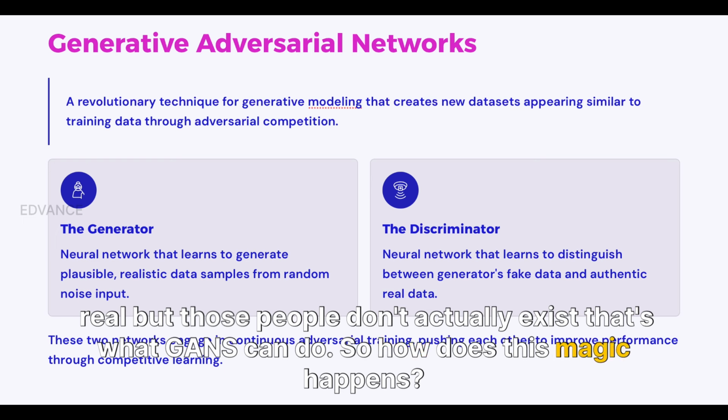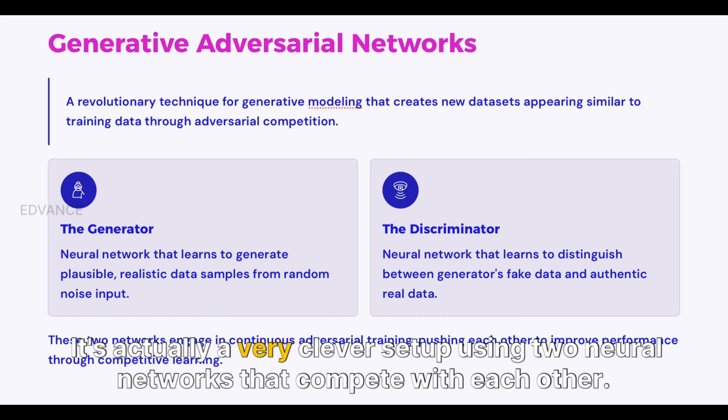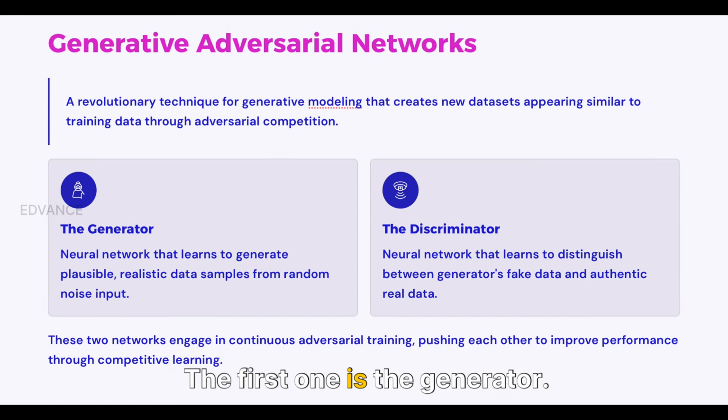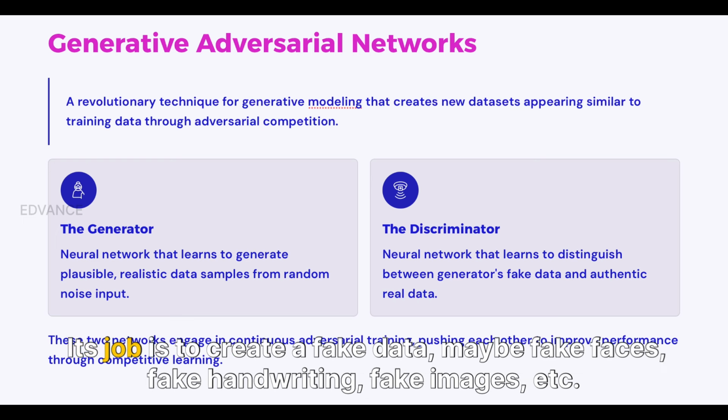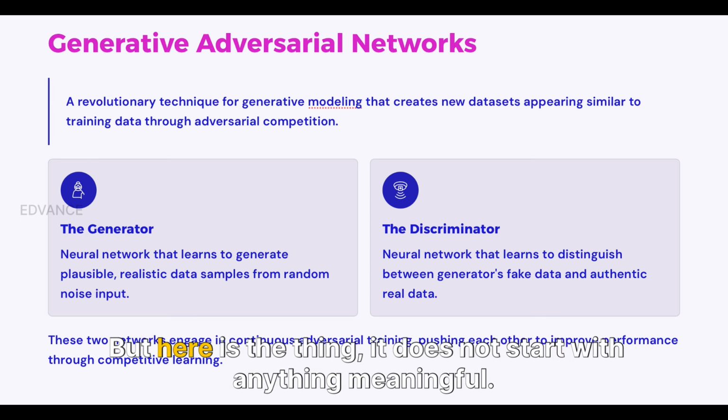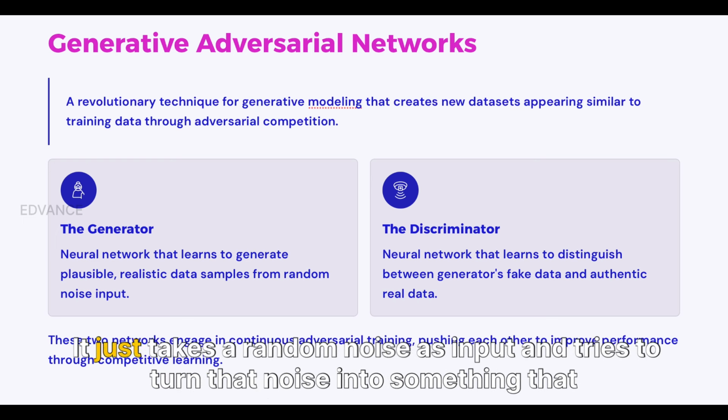So how does this magic happen? It's actually a very clever setup using two neural networks that compete with each other. The first one is the generator. Think of the generator as an artist. Its job is to create fake data, maybe fake faces, fake handwriting, fake images, etc. But here's the thing, it doesn't start with anything meaningful. It just takes random noise as input and tries to turn that noise into something that looks real.